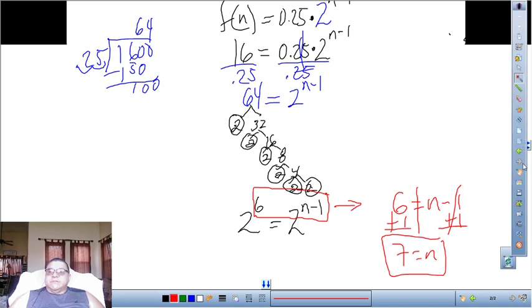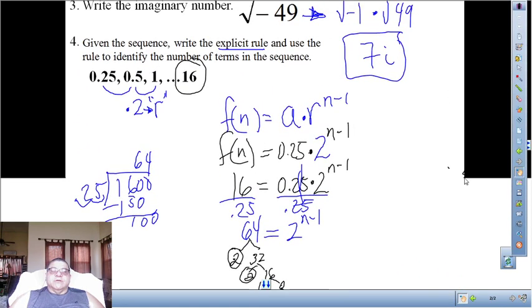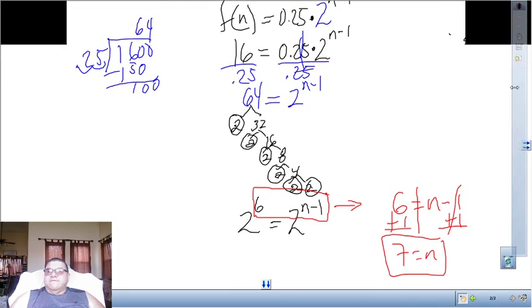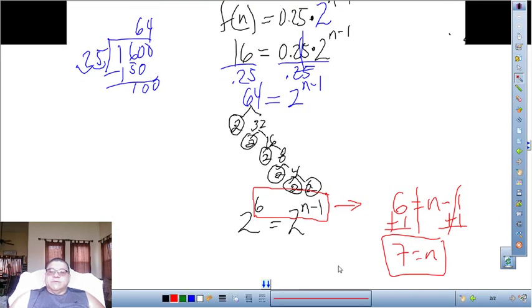So how many terms? Let's see if we answer the question. The question was, given the sequence, write the explicit rule and use the rule to identify the number of terms in the sequence. So how many terms does a sequence have? 7 terms in the sequence.